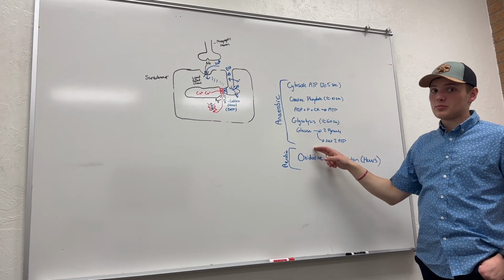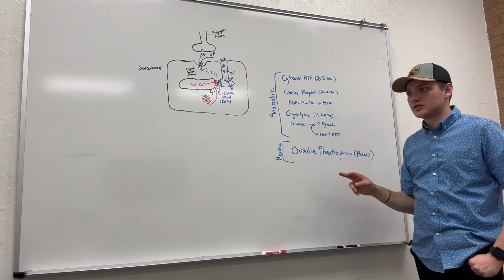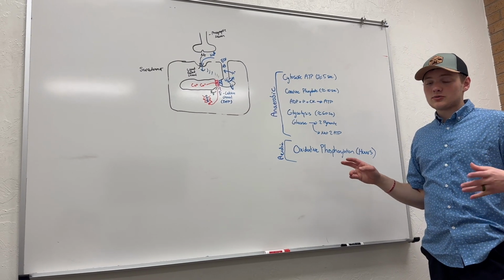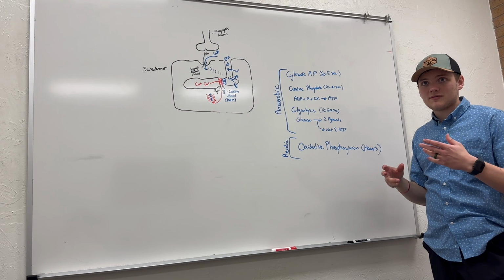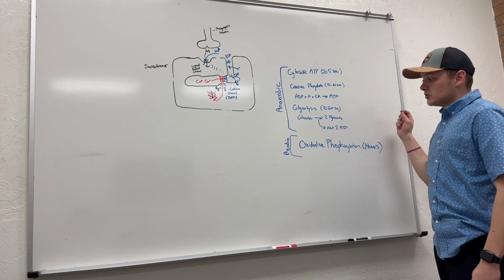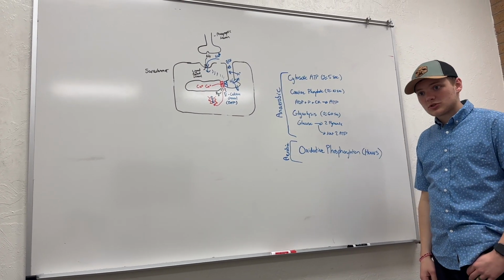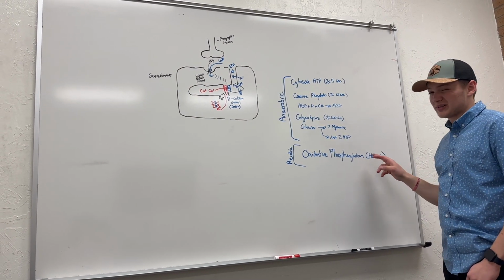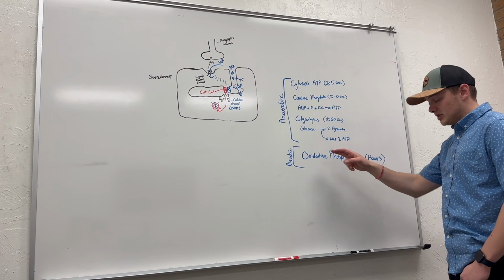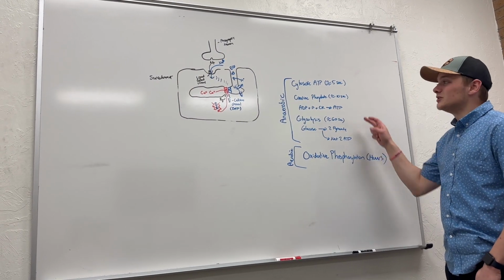Then we go down to the big boy, oxidative phosphorylation. That's going through the Krebs cycle and making NADH and FADH2. And you're sending those down the electron transport chain, and that gives us a whole bunch of ATP, and that's going to last for hours. So like runners use a lot of this. Gym bros use a lot of this.